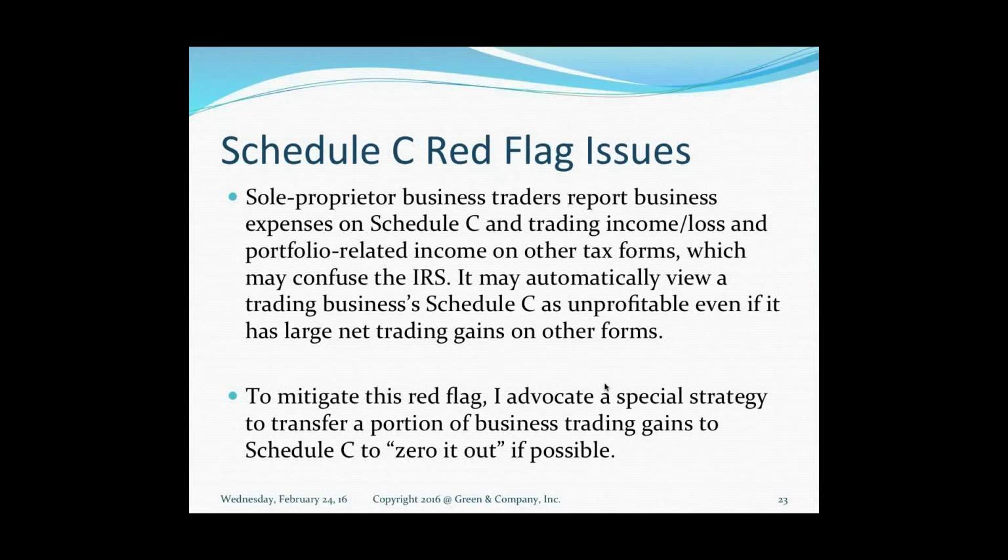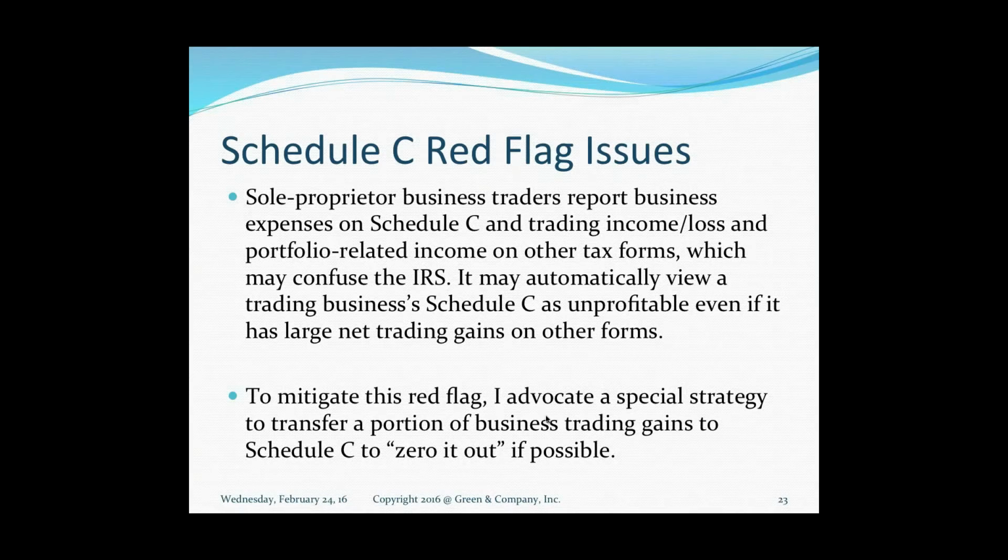Now, sole proprietor business traders report the business expenses on Schedule C and the trading income loss, portfolio-related incomes on other tax forms, interest and dividend on Schedule B, and I just told you the other forms. And also your investments go on all those other forms. So how is the IRS to know where your trading business income is? All they see is a Schedule C with expenses, 10, 15, 20,000 of expenses. And they think that it's an unprofitable business, and they think you're crazy. Why would you do that? Now, you do say trader in securities or trader in commodities, so they have an inkling, a clue, but their computers are all botched up.